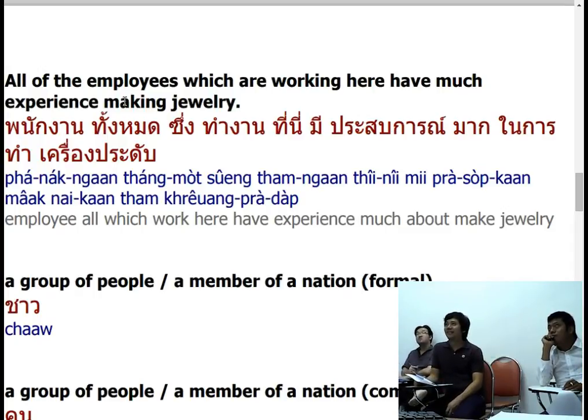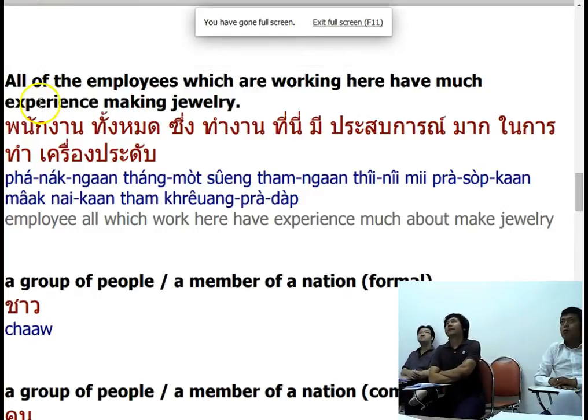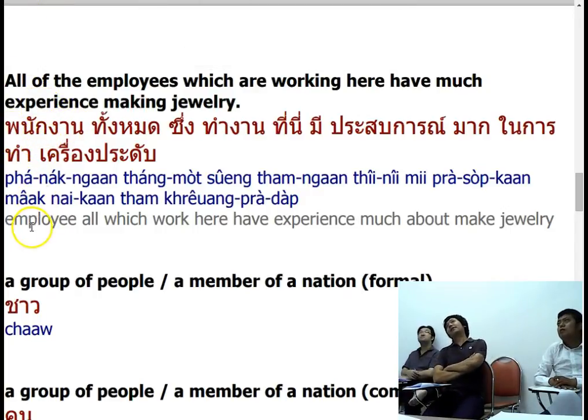All of the employees which are working here have much experience making jewelry. It's good. All of the employees which are working here have much experience making jewelry. Very good. Now for understanding, let's do this together. Employee. In Thai would say? Which. Very good. CH.